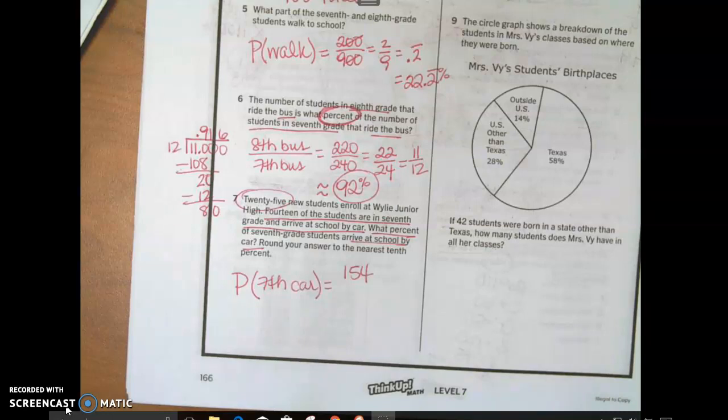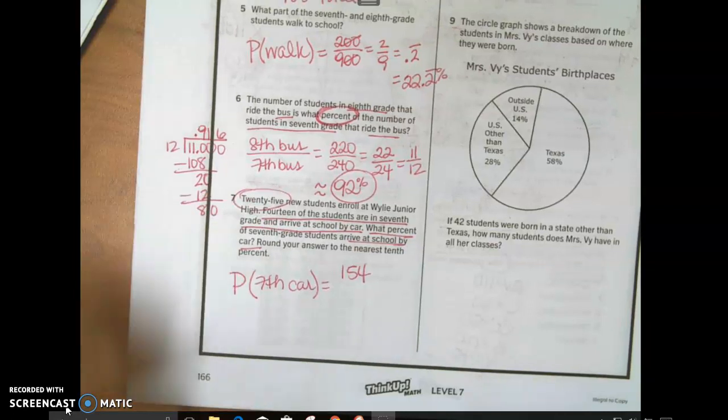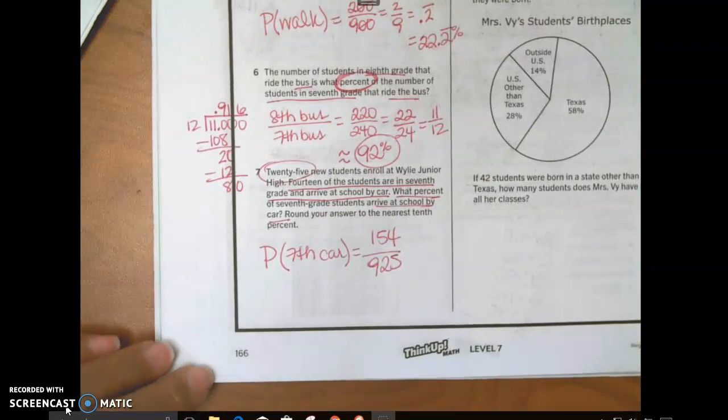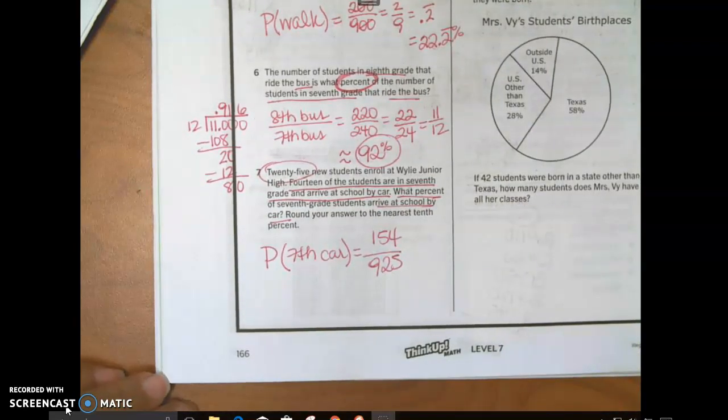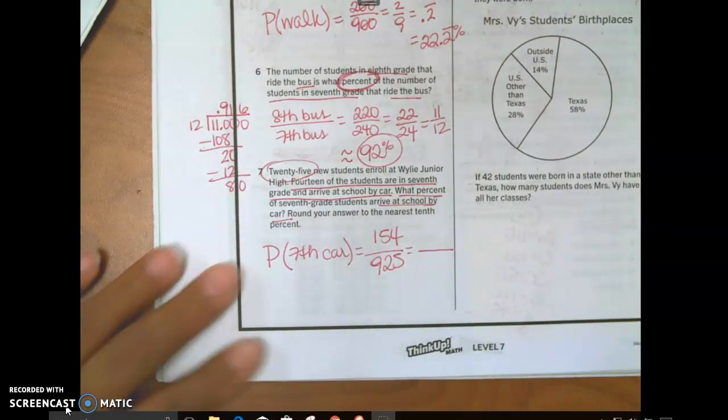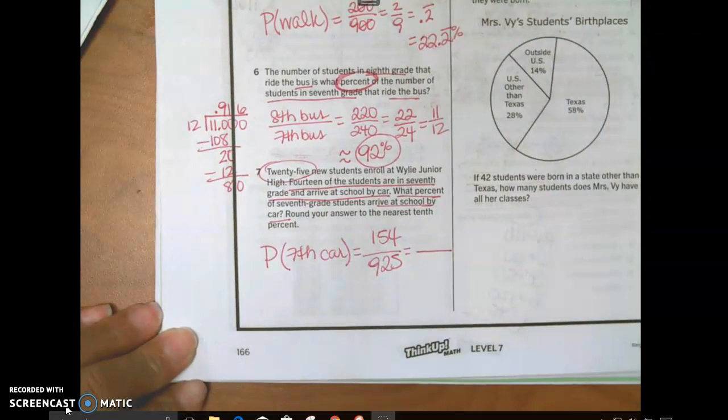Out of what? Out of what? And out of 925. Why? Because those 25 kids enrolled in the school. Now what? Simplify. I don't know what goes into 154 off the top of my head.